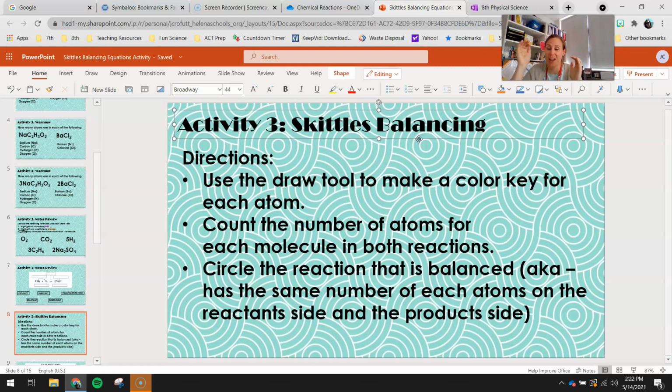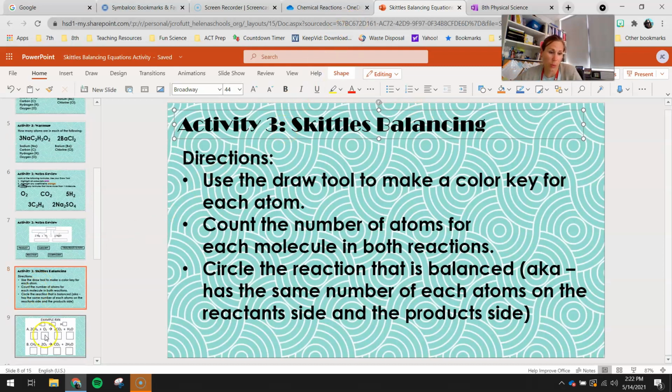You guys will see there's a correct reaction and an incorrect reaction. Circle the reaction that is balanced, aka has the same number of each atom on the reactant side as the product side. So you will see the same number of colored dots on each side. That's the one that's balanced. On each of these, there's one that's not balanced, doesn't follow the law of conservation of matter, and there's one that is balanced. So you guys will have to figure out which one is which.